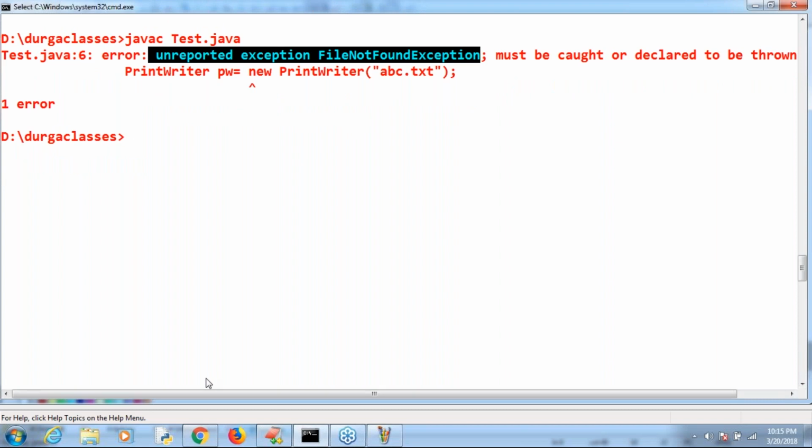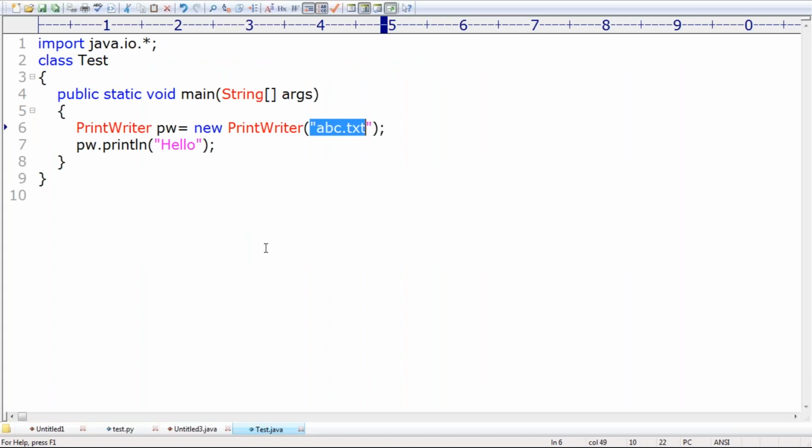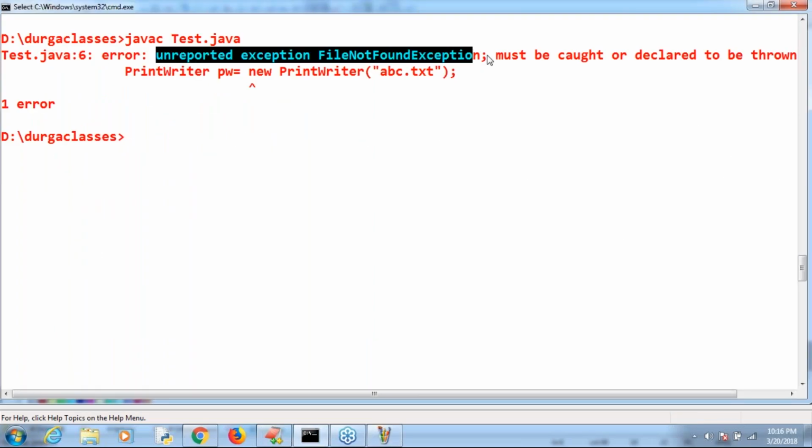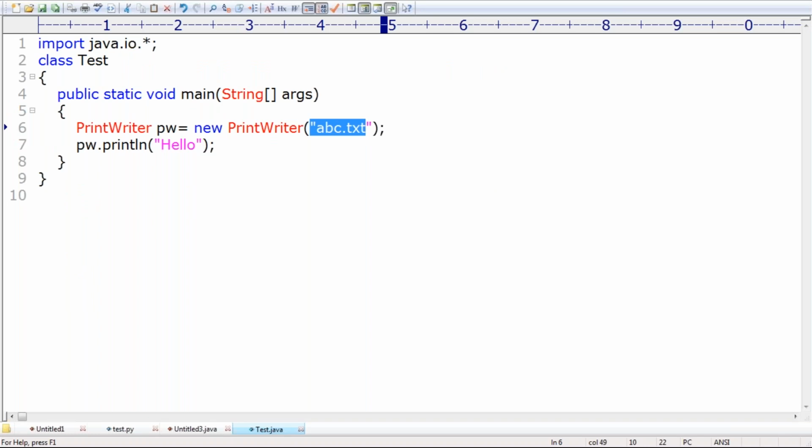Sir, which exception are we getting? File not found exception. Like, sir, it doesn't mean a file not found exception is actually occurring. It does not occur, sir. The compiler is asking, Durga, there is a possibility you didn't report about this exception, unreported exception. You didn't report about this exception, like the compiler is going to tell. Are you able to understand, right?